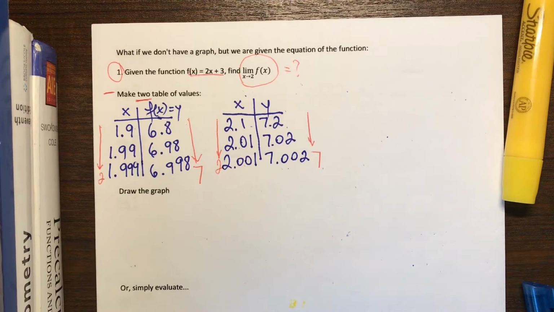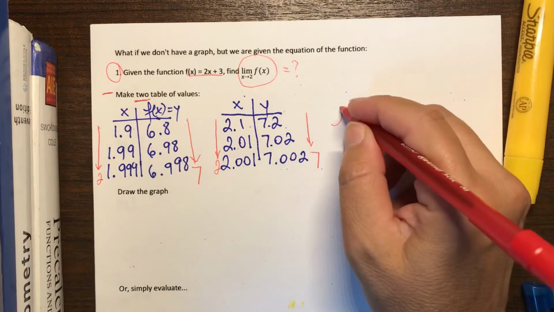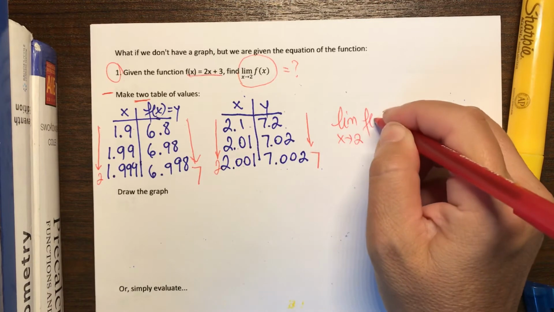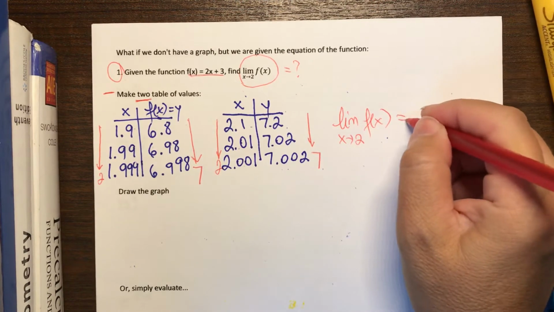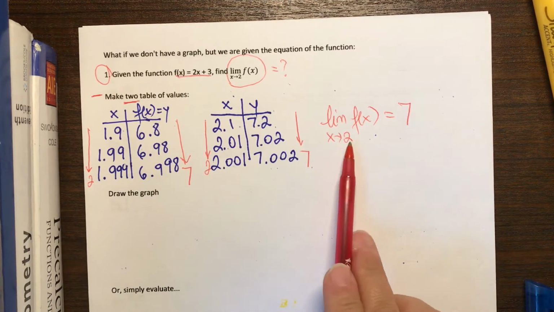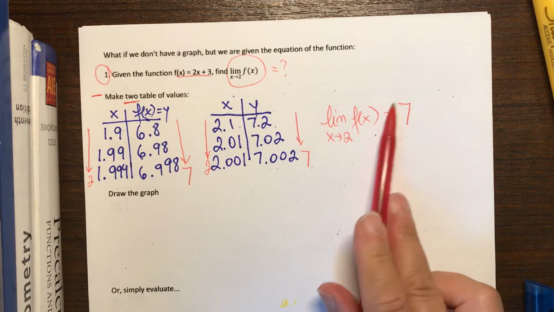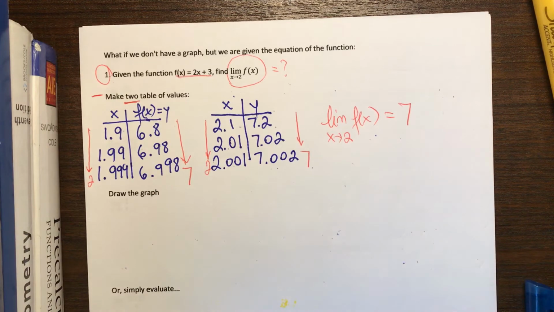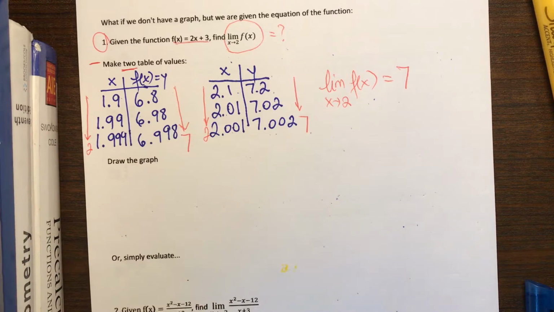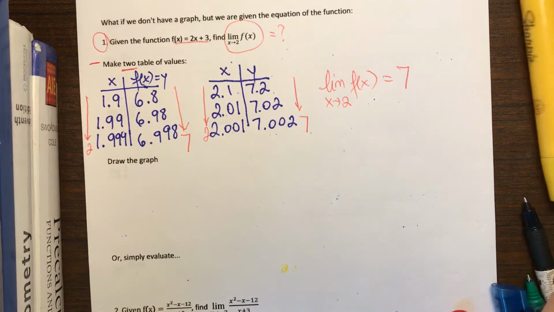Yes, so I think we can safely say that the limit as x approaches 2 of f of x is equal to 7. Again, what does this notation mean? That as the x values get close to 2, the y values get close to 7. All right? Okay, now, can we actually draw the graph? Yes, we did that in the first part of the video.